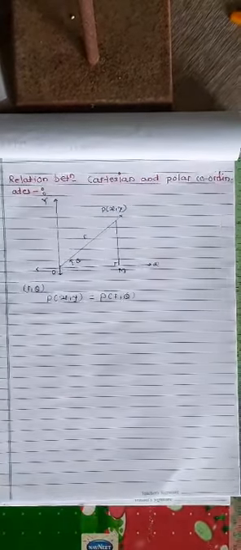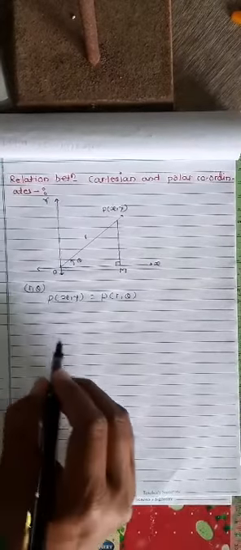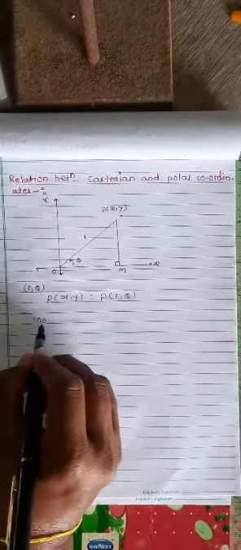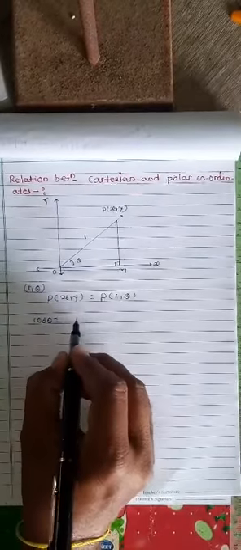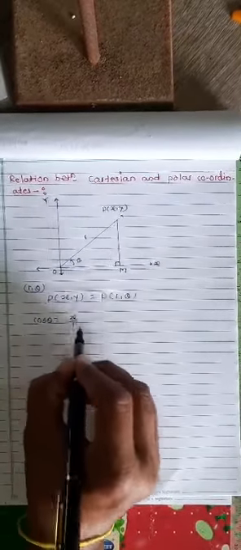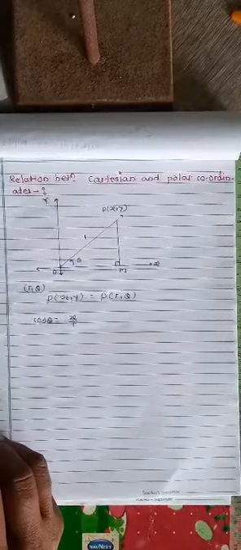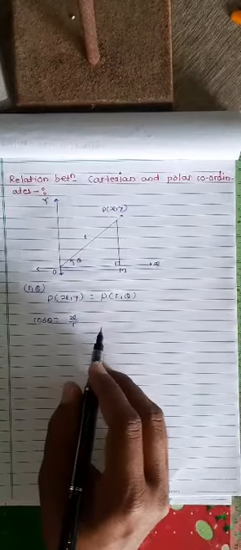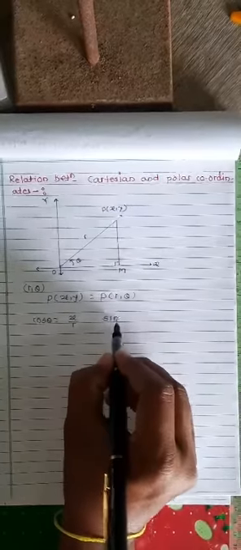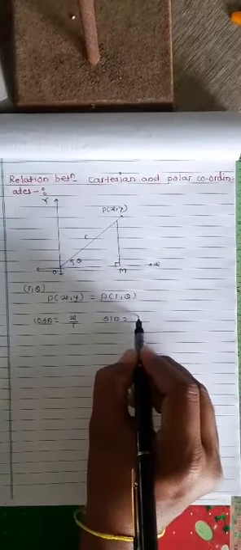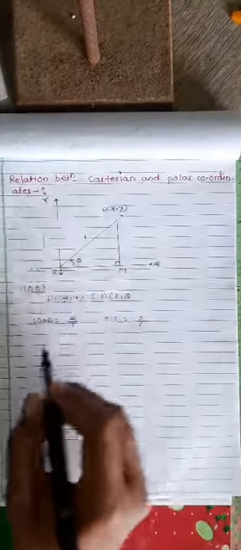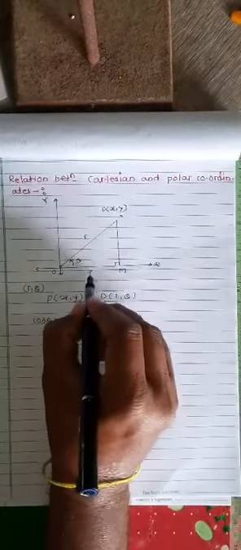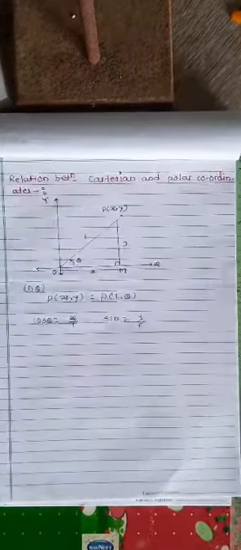P is equal to (r, theta). By the definition of the trigonometric functions, cos of theta is equal to x upon r, which we discussed in the previous lecture, and sine of theta is equal to y upon r. This is called x and this is called y.